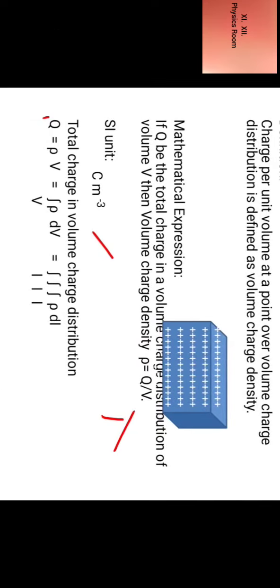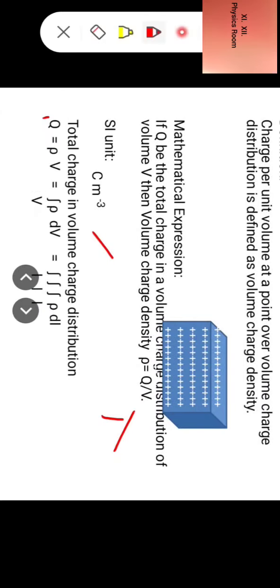Q is equal to integral rho dV over volume V, or integral over length L rho dl. So this is how we can write total charge in a volume charge distribution. Q is equal to rho V, equal to integral over volume V rho dV, equal to integral over length L rho dl.